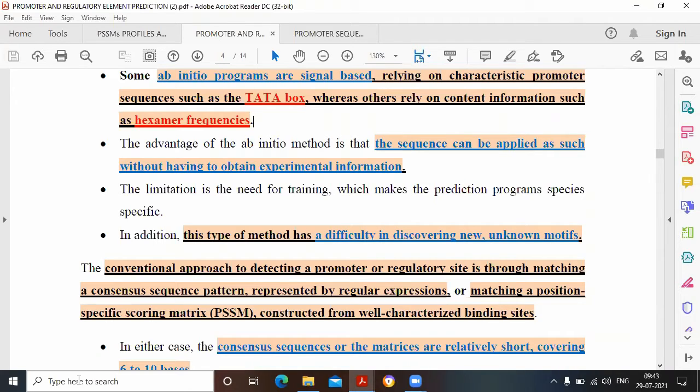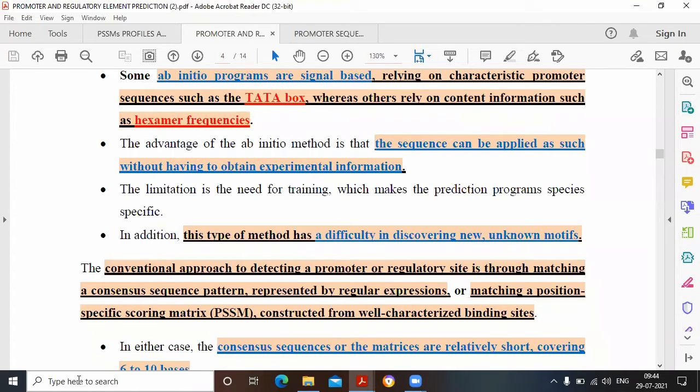So we are setting the algorithm with the Tata box and the starting reading frame. But some alphabets in the Tata box can change, as I mentioned before. So 8 to 10 variations can be found in the prokaryotic system. These variations may not be predicted perfectly, and that way it can sometimes miss motifs where these promoter elements are actually present.